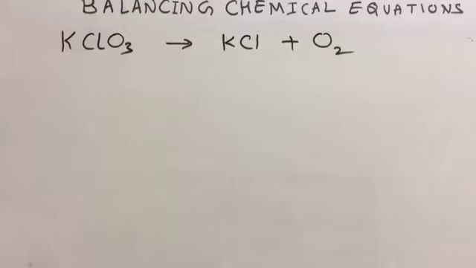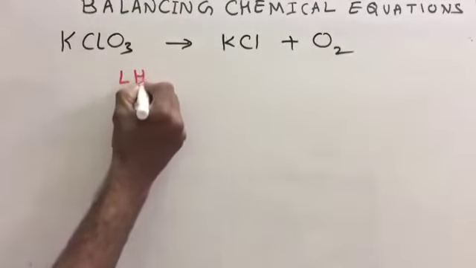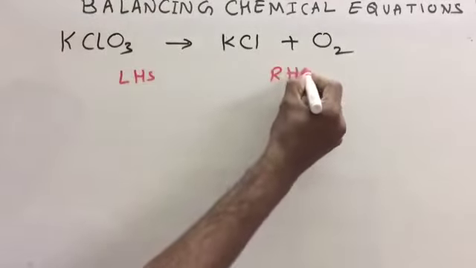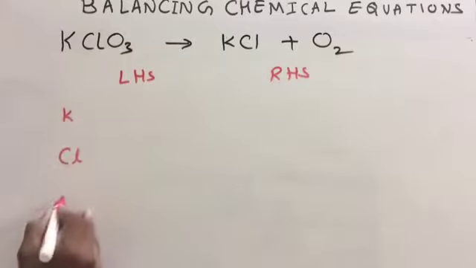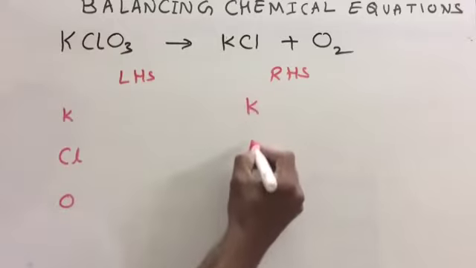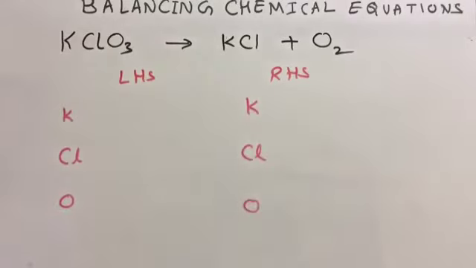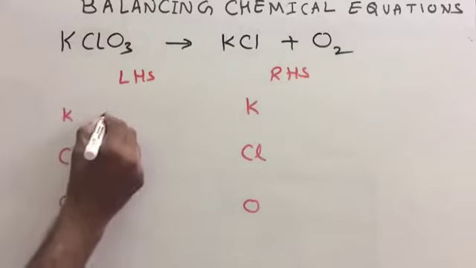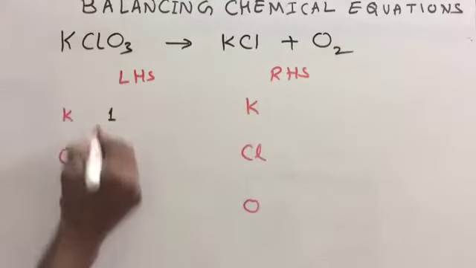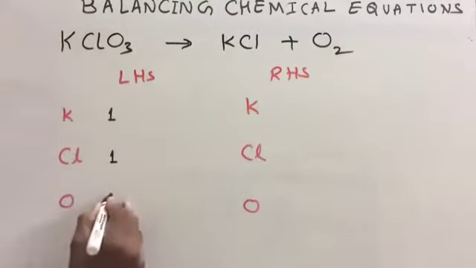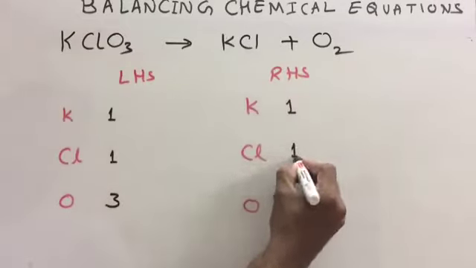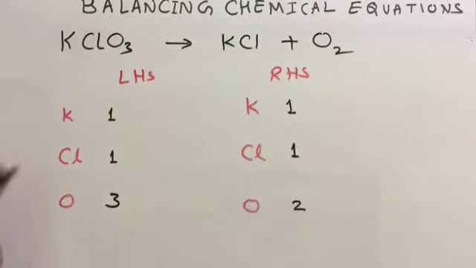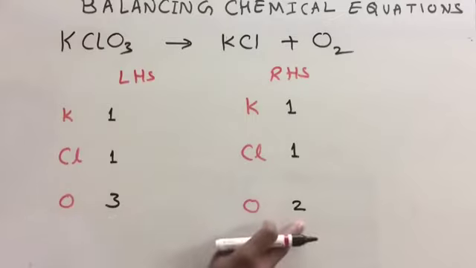Let us balance one more equation. Write LHS, RHS, potassium, and then chlorine, and then oxygen. Same elements. Number of potassium on LHS 1, and chlorine is also 1, oxygen 3. Here potassium on RHS 1, chlorine 1, oxygen 2. Potassium and chlorine are balanced. Now check with oxygen. Here 3, here 2.